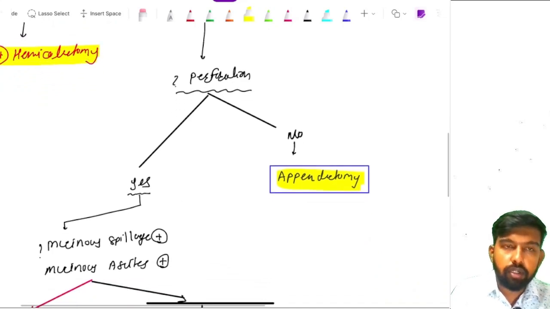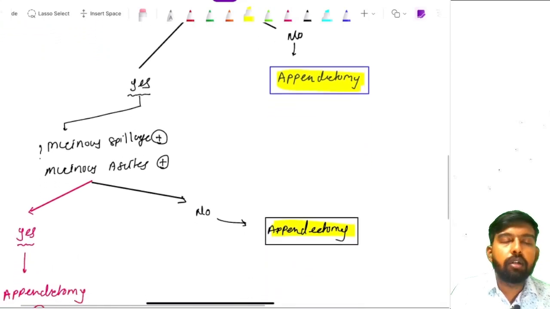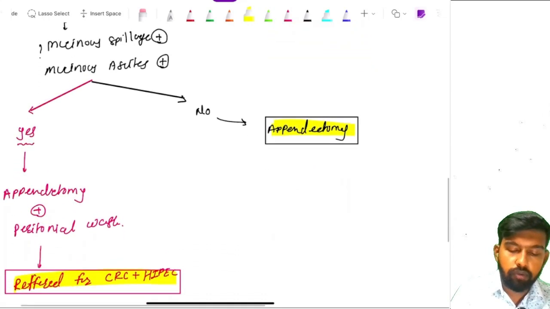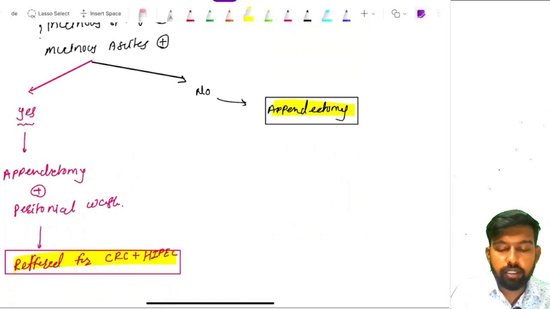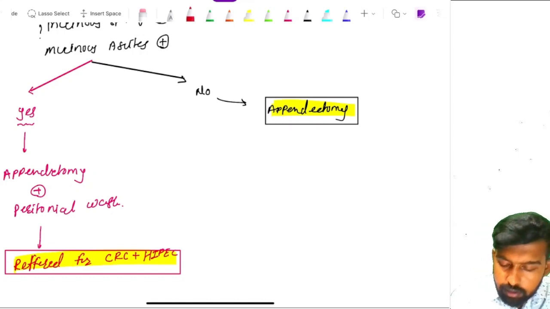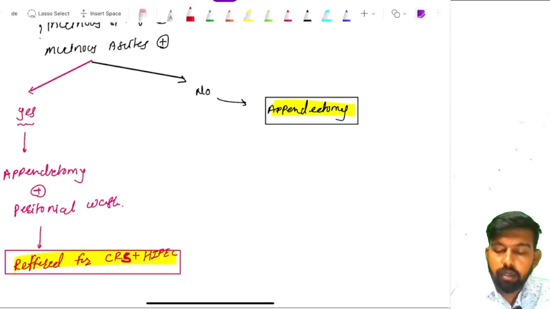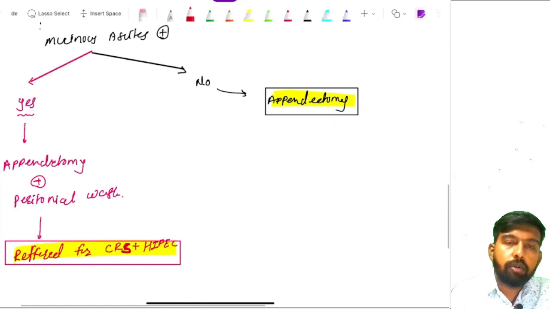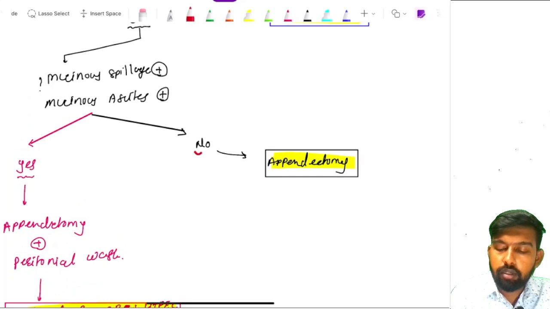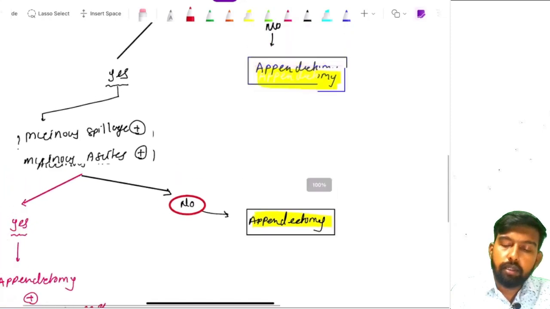If there is a perforation and it is suggestive of mucinous spillage, and or there is a presence of mucinous ascites, then we should go for appendectomy plus peritoneal lavage, and the patient should be referred for cytoreduction surgery plus HIPEC, because there is a possibility of pseudomyxoma peritonei. But if there is no mucinous spillage or mucinous ascites, then only appendectomy is sufficient.